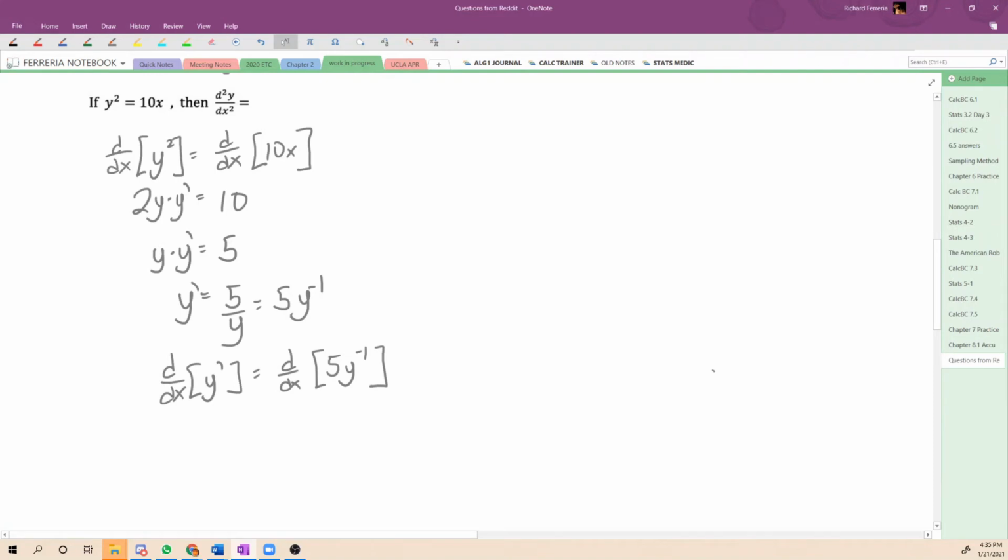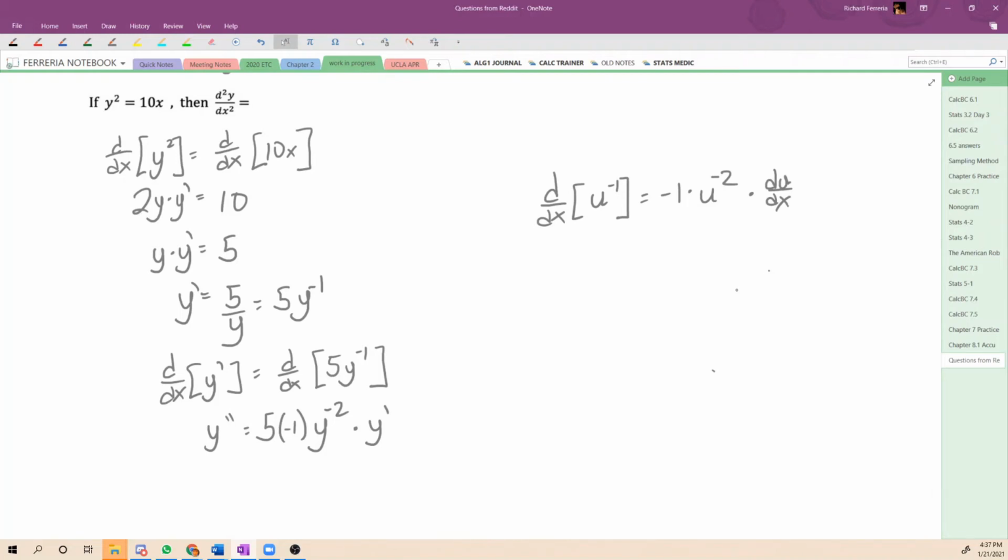Take the derivative of the left and the right side again, so the derivative of y prime is equal to the derivative of 5y to the negative 1 power. Y double prime is equal to 5 times negative 1, y to the negative 2 power, multiplied by y prime. So remember, the derivative of anything to the negative 1 power is equal to negative 1 multiplied by that thing to the decreased power, so negative 2, multiplied by that thing to the x power, so u to the negative 1, du dx. It just happens that we're taking the derivative of y.